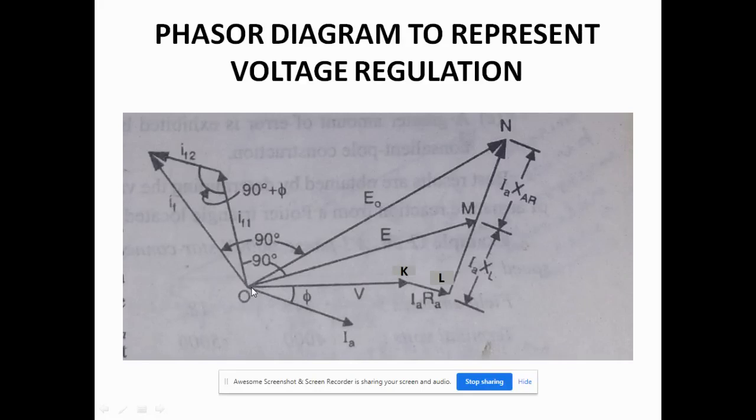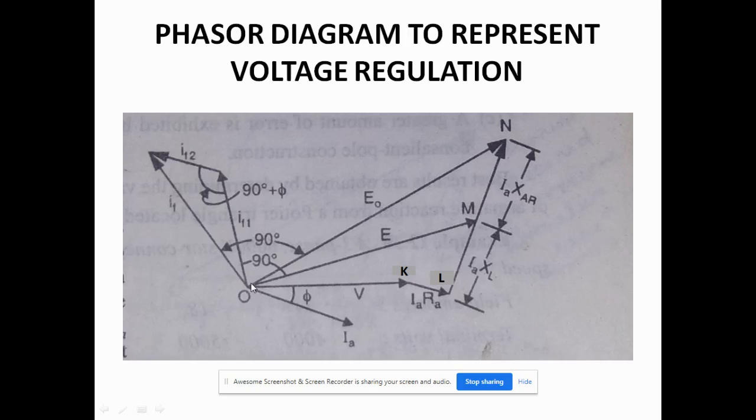So finally, if we add all the voltage and voltage drops like V, IaRa, IaXL and IaXAR, then it will give the total voltage, that is E0. E0 stands for no load voltage. So no load voltage is equal to the terminal voltage V plus armature resistance drop Ia into Ra plus armature leakage reactance drop Ia into XL plus armature reaction drop Ia into XAR. So that will give rise to E0.